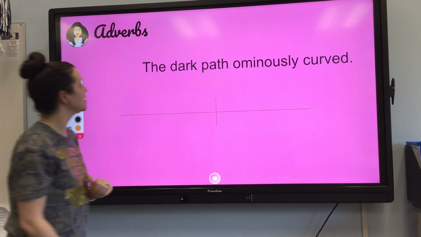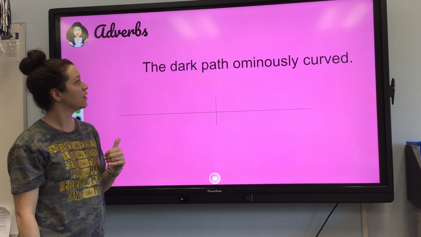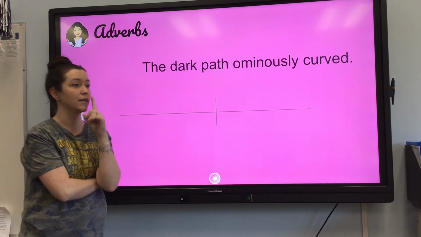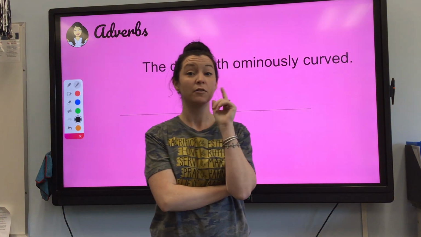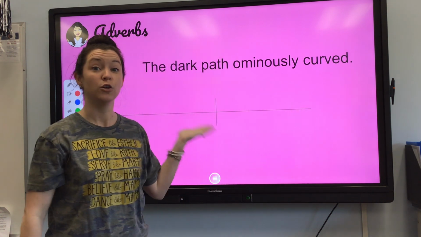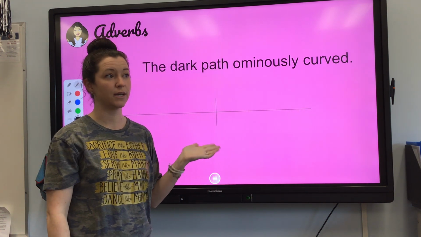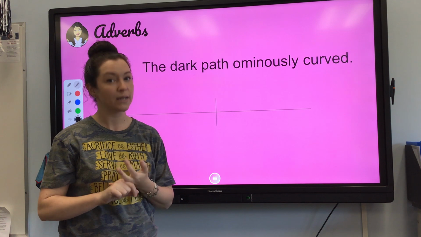All right, next sentence. The dark path ominously curved. All right, this takes a little bit of thinking. Find in this sentence your first verb. Okay, and it can be an action verb or it can be a memorized verb.